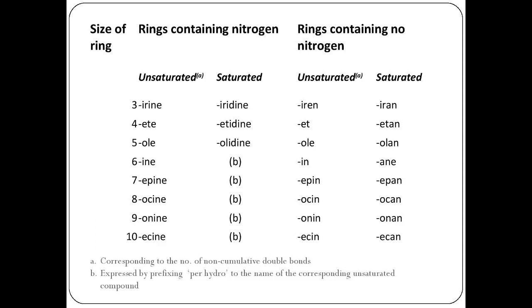On the other hand, the second row has rings which do not contain nitrogen. So the rules are different for the rings which do not contain nitrogen. Again, it is divided into unsaturated having double or triple bonds and saturated having no such bonds. Again, three-membered, unsaturated, no nitrogen, we'll be using the suffix "-irene". Again, saturated "-irane". Four-membered "-ete" for the unsaturated and for saturated it is "-etane", and so on.